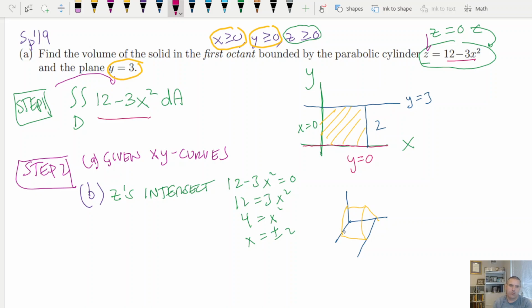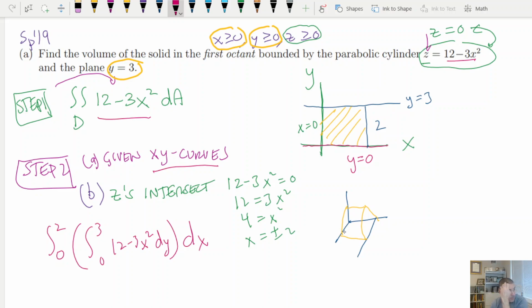Integrand, draw the given xy curves. Sometimes that tells you all the bounds you need. Intersect your z's. Sometimes that contributes another bound. And then you're ready to integrate. You can do it in terms of x or in terms of y, it doesn't matter. Let's say we do it in terms of x. X goes from 0 to 2. Based off of x, y goes from 0 to 3. And it's 12 minus 3x squared dy.